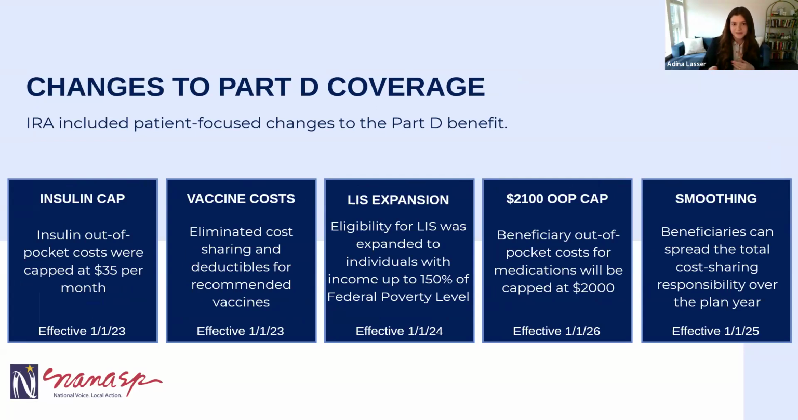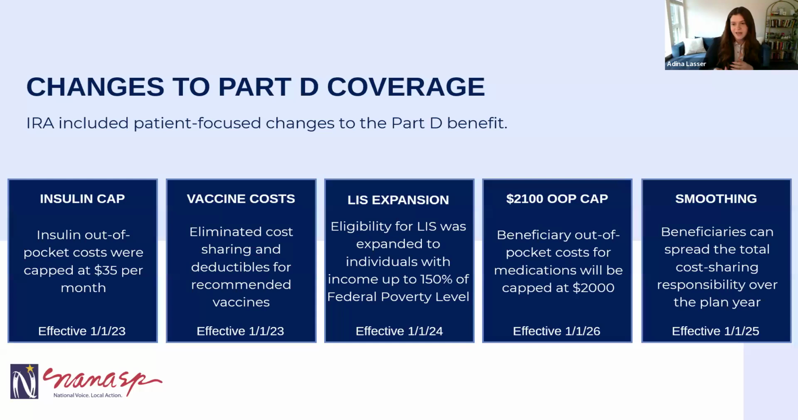The first is that $35 cap on insulin, which means that it's much more accessible to get insulin out of pocket. So that's fantastic. That went into effect in 2023. Same with vaccines. So vaccine cost sharing has been entirely eliminated, meaning that if a vaccine is recommended by the ACIP, which is a kind of advisory committee within the CDC, as long as they say that it's okay for an older adult to have a vaccine and they recommend it, you can get that vaccine with no cost sharing. So really wonderful public health improvement.